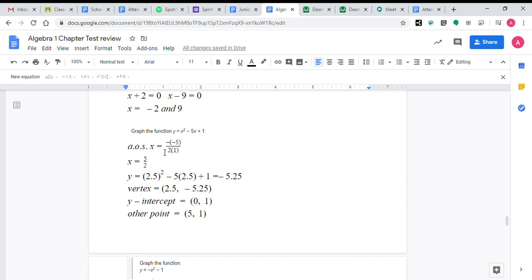It says graph the equation. Now, when I want to graph this, I want to find the axis of symmetry first. Once I find the axis of symmetry, I plug it in to find my vertex. And then my y-intercept is always my c, and then the other point is a reflection over my vertex.